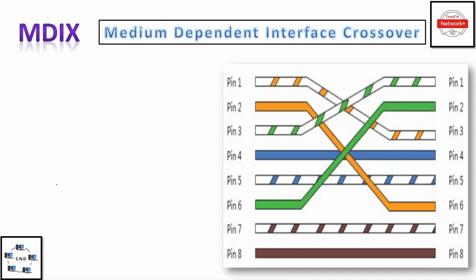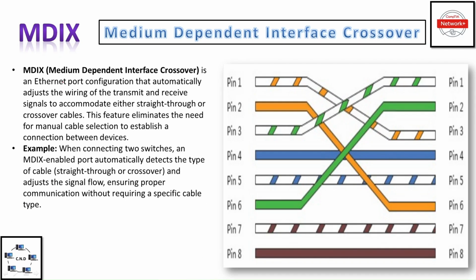MDIX, that is medium dependent interface crossover. MDIX, medium dependent interface crossover, is an Ethernet port configuration that automatically adjusts the wiring of the transmit and receive signals to accommodate either straight-through or crossover cables. This feature eliminates the need for manual cable selection to establish a connection between devices.